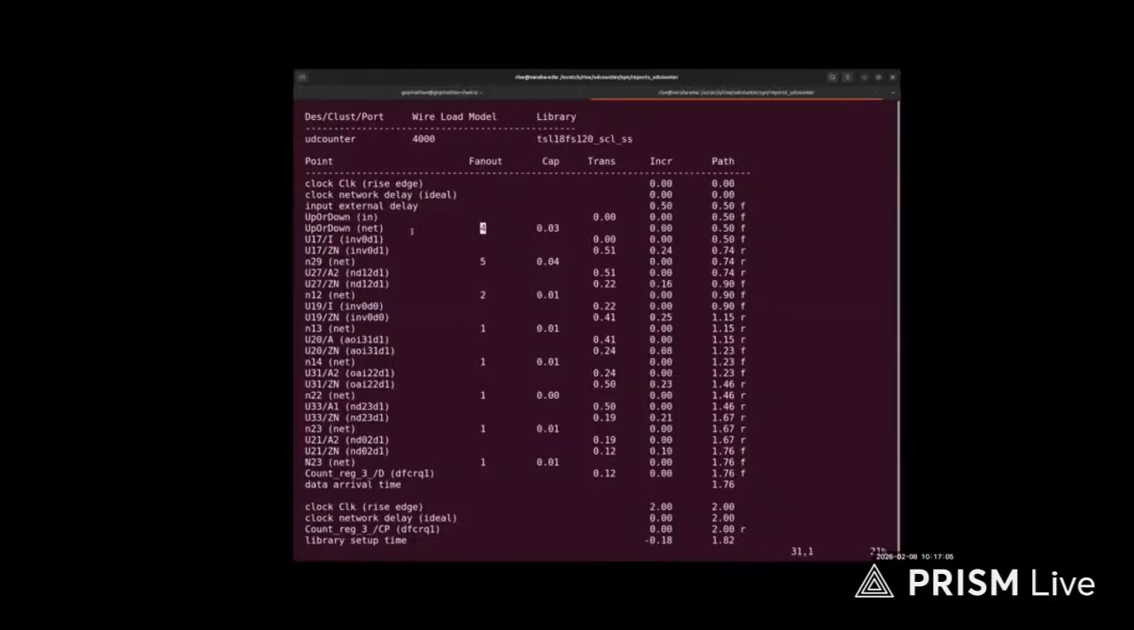There are two things, fan in and fan out. Fan in is where all the wires are getting converged to one particular pin. Fan out is scattering from one point to multiple points. So up or down is a pin, and that pin is getting connected to a net. Net is a wire, and from this up or down pin there are 4 fan outs coming out, and one of the fan outs is getting connected to this inverter.